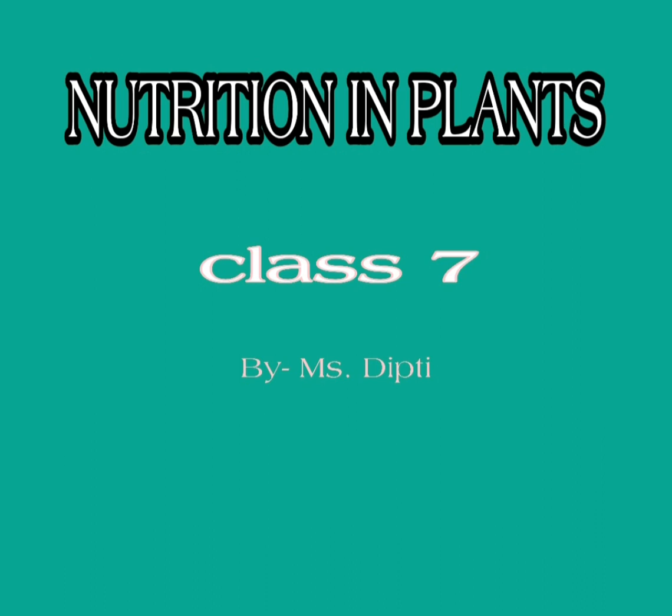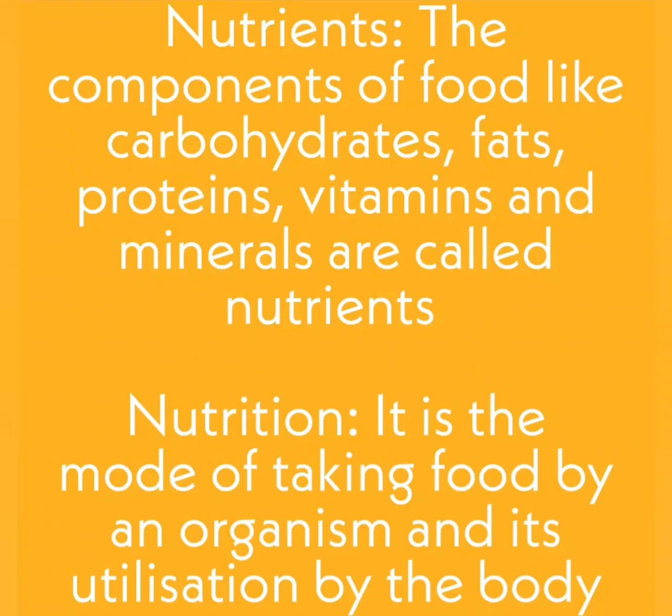So the first chapter of class 7 is nutrition in plants. But before going further, let us discuss two important definitions. First, the nutrients. Children, nutrients are the components of food like carbohydrates, fats, proteins, vitamins and minerals that are present in your food items. These are known as the nutrients. Whereas nutrition is nothing but the mode, the way you take the food inside your body and the way you utilize it. So this is known as nutrition.